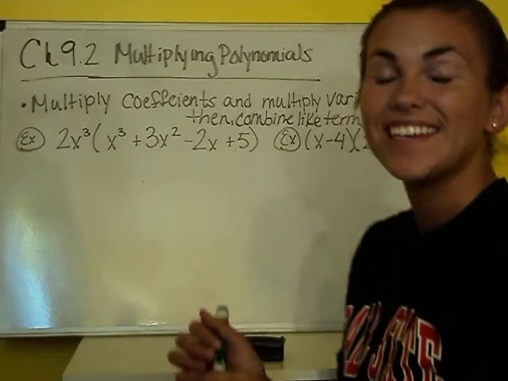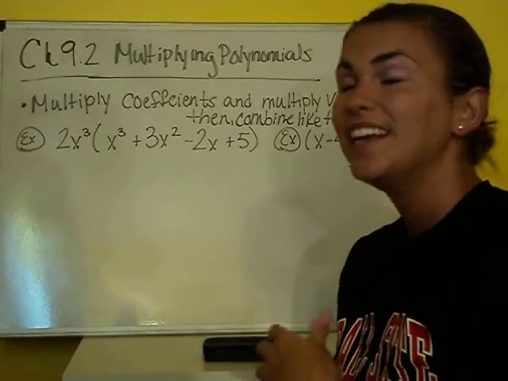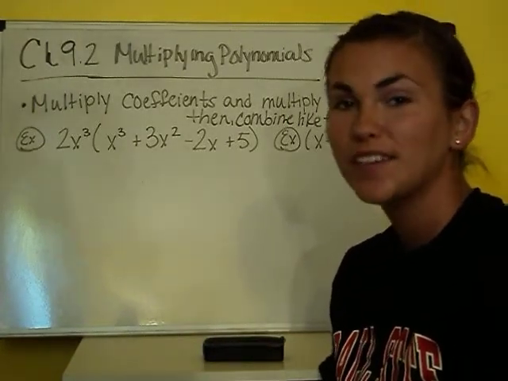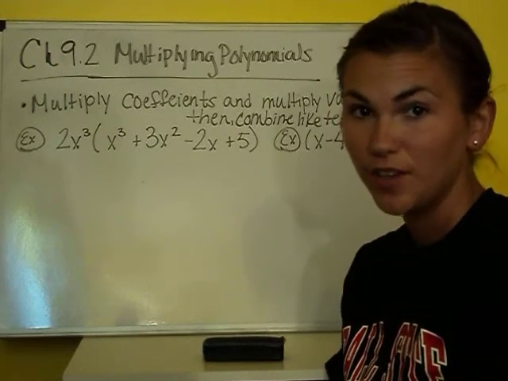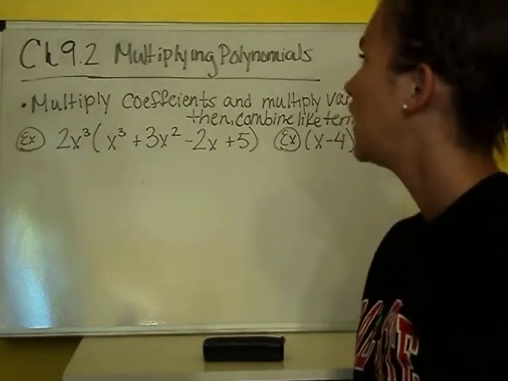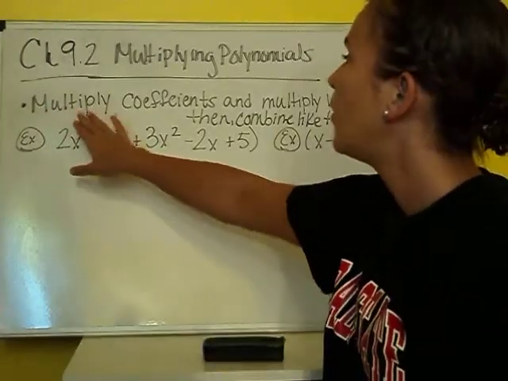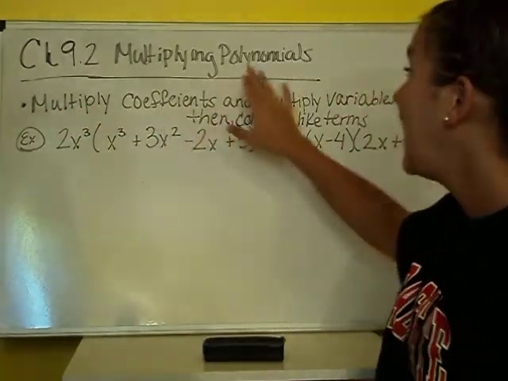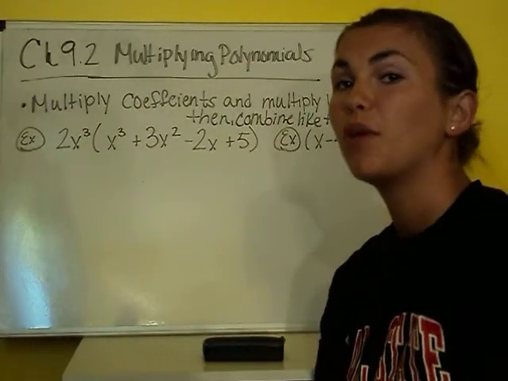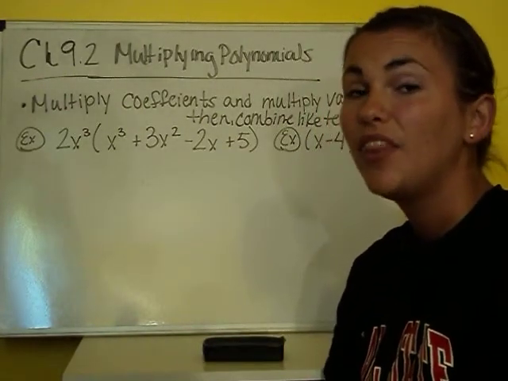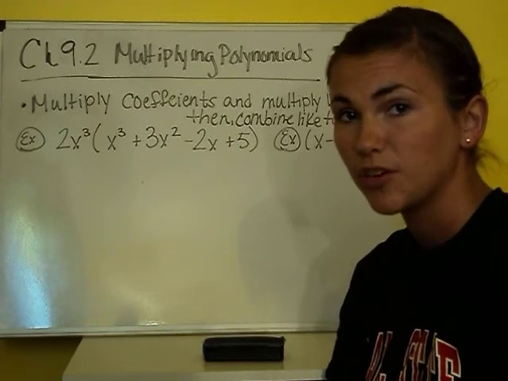Today is section 2 of chapter 9. Yesterday we talked about adding and subtracting polynomials. Today we're going to discuss multiplying polynomials. In order to multiply a polynomial, you multiply the coefficients and you multiply the variables. Once that multiplication process has taken place, then you want to combine like terms.